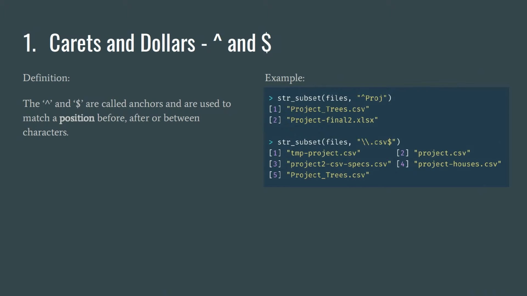Firstly, I want to introduce you to the caret and the dollar. These are anchors. For example, if we want to find all the files starting with proj, we would add a caret at the start. Similarly, if we want to find all the .csv type extensions, we would add a dollar at the end. Notice the 2 backslashes in front of the period. That is to escape it, so we are looking for literally a period.